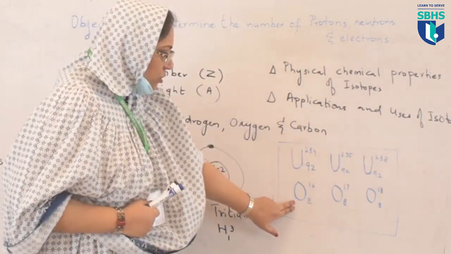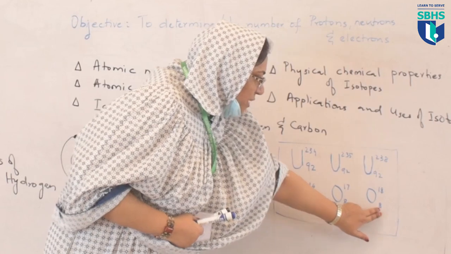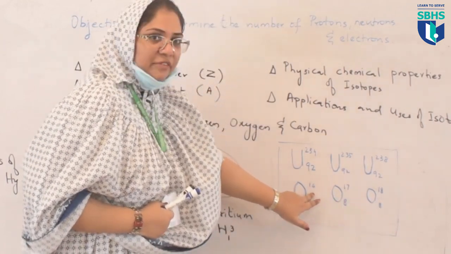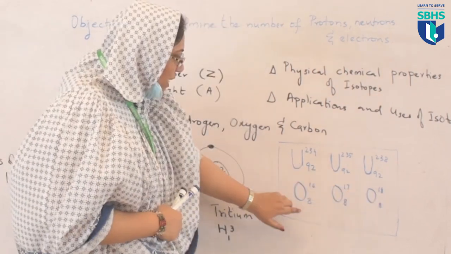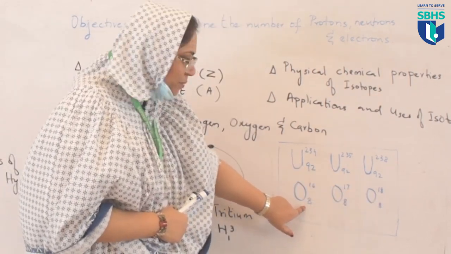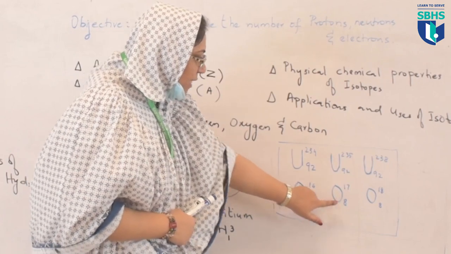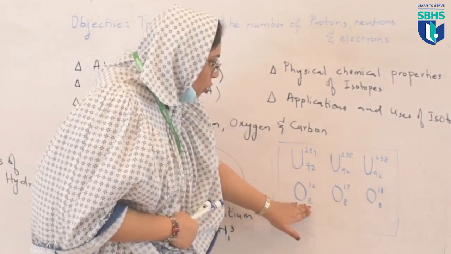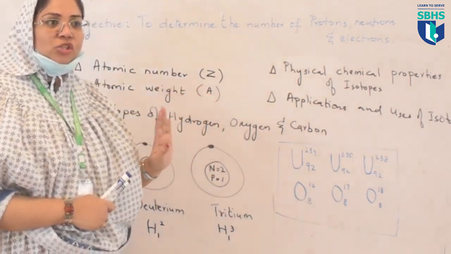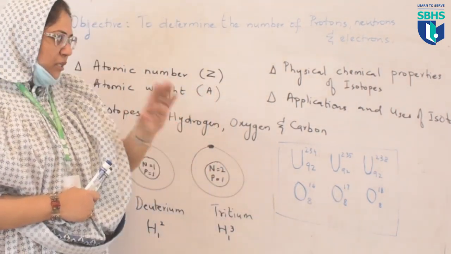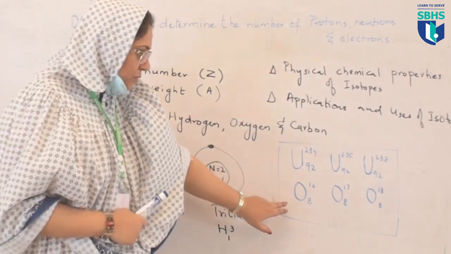Similar is the case with oxygen. All the atomic numbers are the same, that is 8. But the atomic weights are different: 16, 17 and 18. As you can see, oxygen has 3 isotopes, that is 8 and 16, 8 and 17 and 8 and 18. All the atomic numbers are the same but the atomic weights are different. That shows that there is a change in the number of neutrons, right?